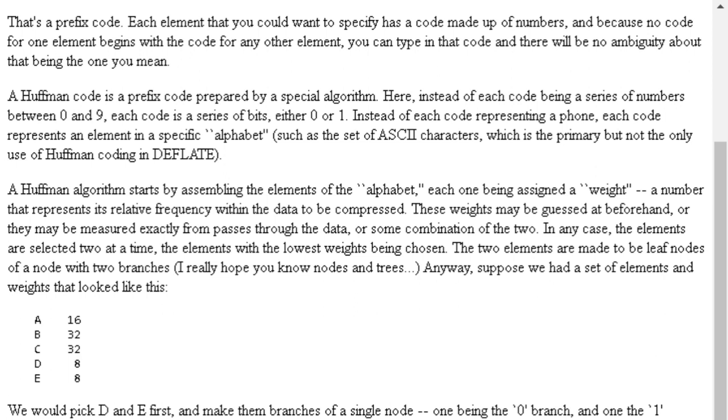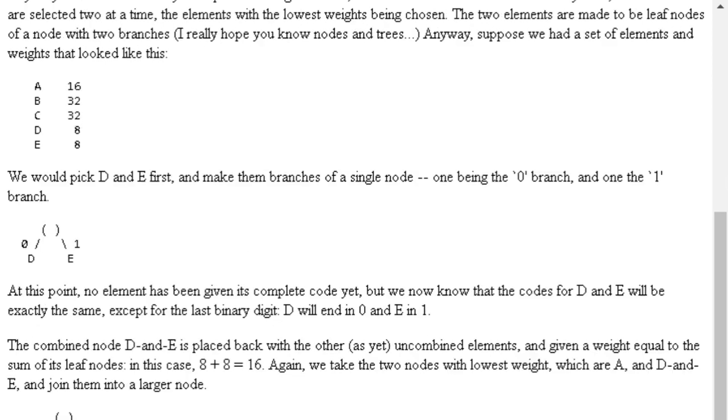Anyways, suppose we had a set of elements and weights that look like this. We have 2 columns, 1 column of letters and 1 column of weights. We have A, B, C, D, and E: 16, 32, 32, 8, and 8. So A is 16, B is 32, C is 32, D is 8, E is 8. We would pick D and E first because those are the lowest values, and make them branches of a single node, one being the 0 branch and 1 being the 1 branch.